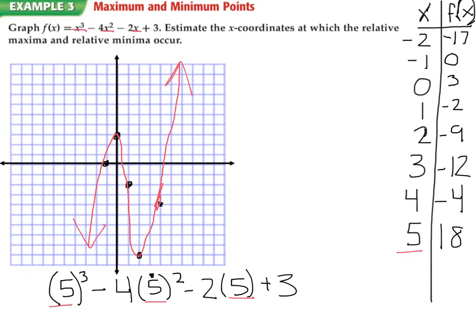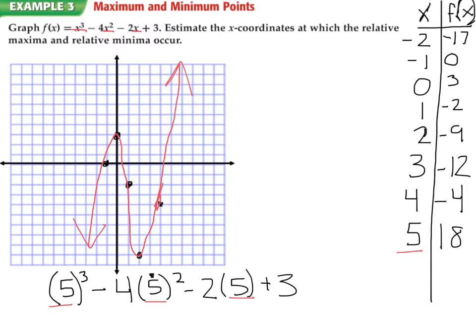Okay, so the value of f of x changes signs between x equals 4 and x equals 5. So here we have -4 and here we have +18, indicating a 0 of the function. So we know there's going to be a 0 between those values. So this is what we're talking about.